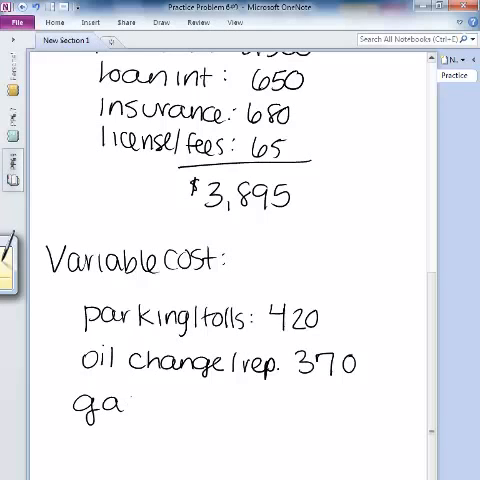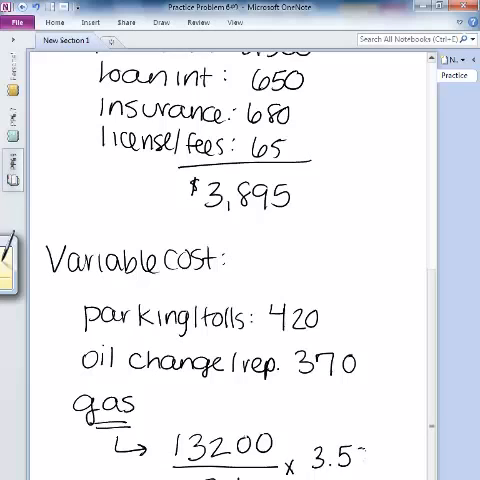So how do I get that value? We have to figure out of our annual mileage, that's 13,200. That's my annual mileage, but I get 24 miles to the gallon, so I divide by the 24, and then multiply by the price per gallon, which was $3.50. This gives me the average amount that I'm going to pay for gasoline per year. So that's $1,925.